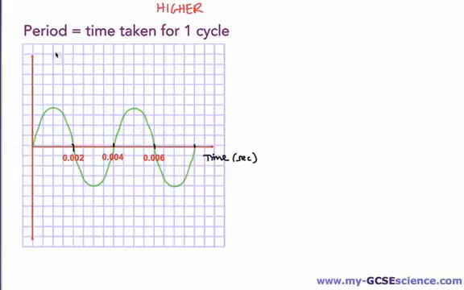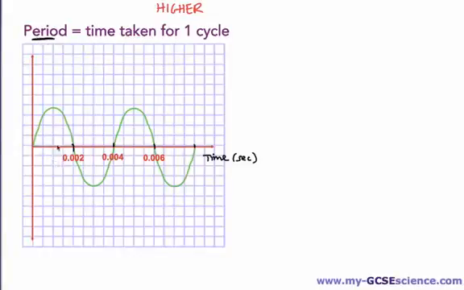Now the first thing to remember is this keyword here. The keyword is period, and that means the time taken for one cycle. So one cycle shown on here, if you measure the time that took, that would be called a period. Now quite straightforward for this one.